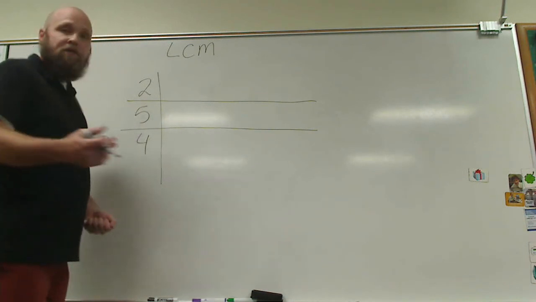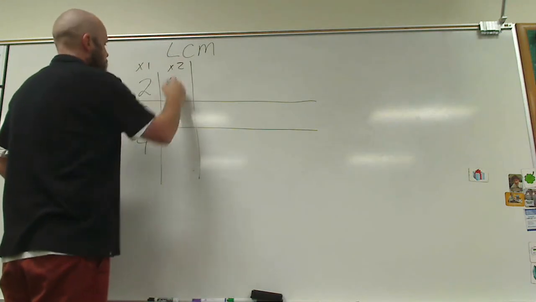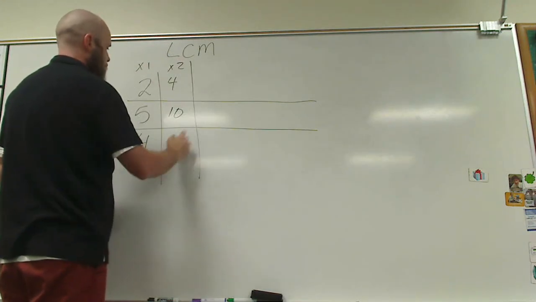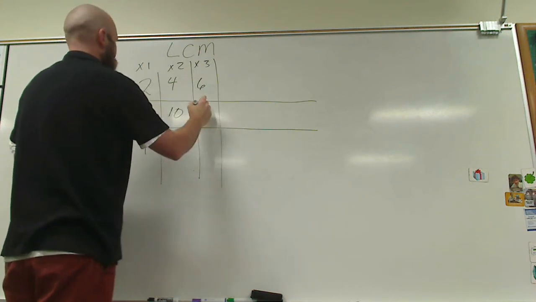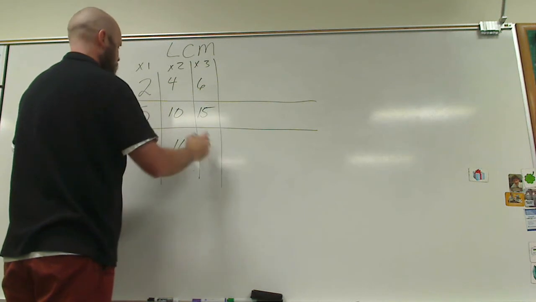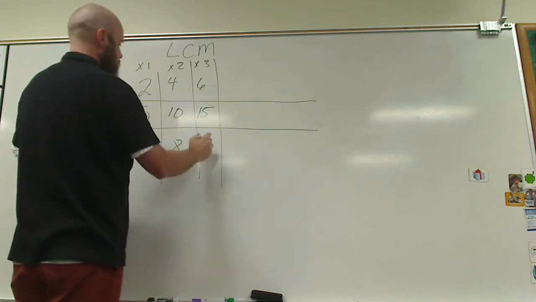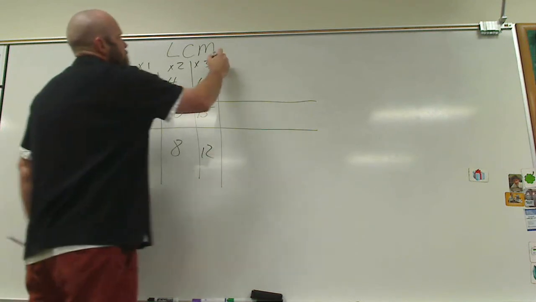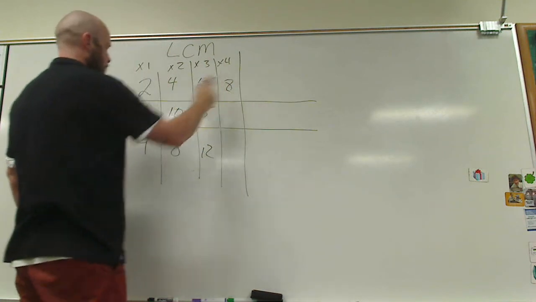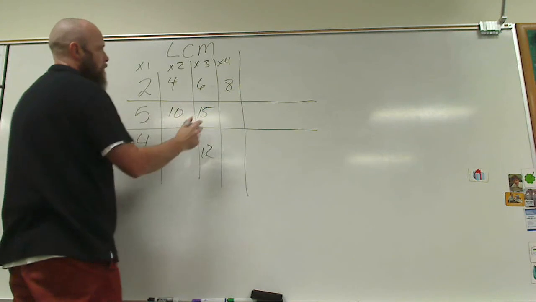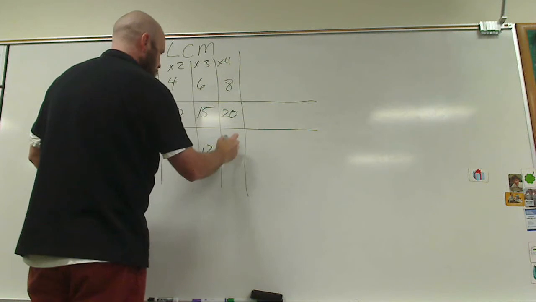Excellent. Now let's see if we were right. This is times 1, times 2. We got 4, we got 10, we got 16. Times 3. We got 6, we got 15, and we got, oh, this is 8, sorry. My bad. 8. And this is 12. Times 4. We have 2 times 4 is 8. Oh, look, we have 8 and 8. But we don't have 8 here. 5 times 4 is 20, and 4 times 4 is 16.